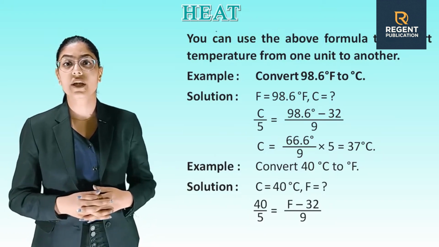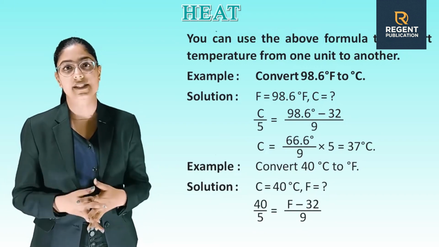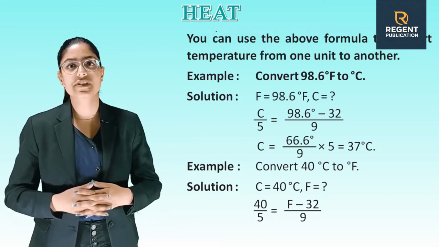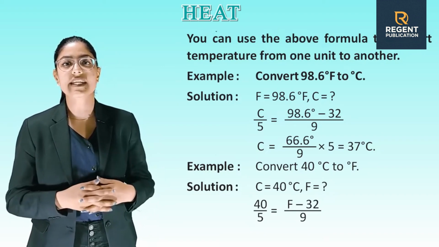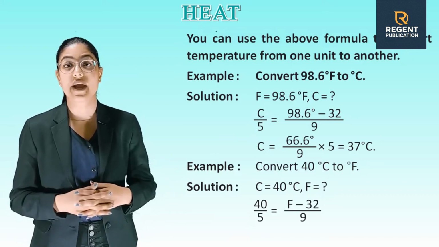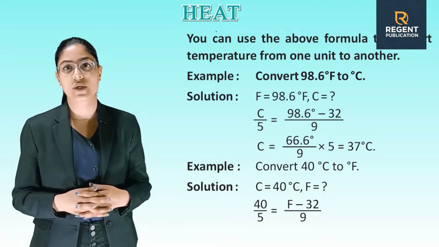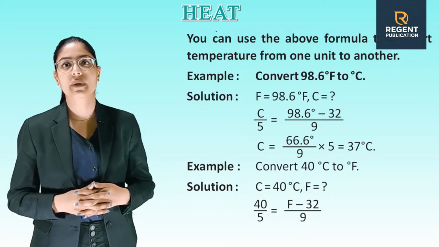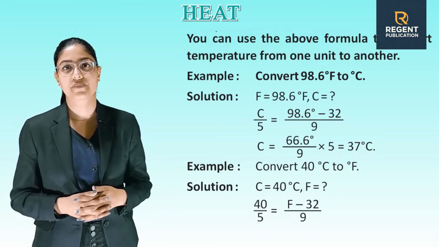Example. Convert 98.6 degree Fahrenheit to Celsius. Now, let's see the solution. F = 98.6 degree Fahrenheit. Now, C/5 = (98.6 - 32)/9. So, C = 66.6/9 × 5, which gives 37 degree Celsius.